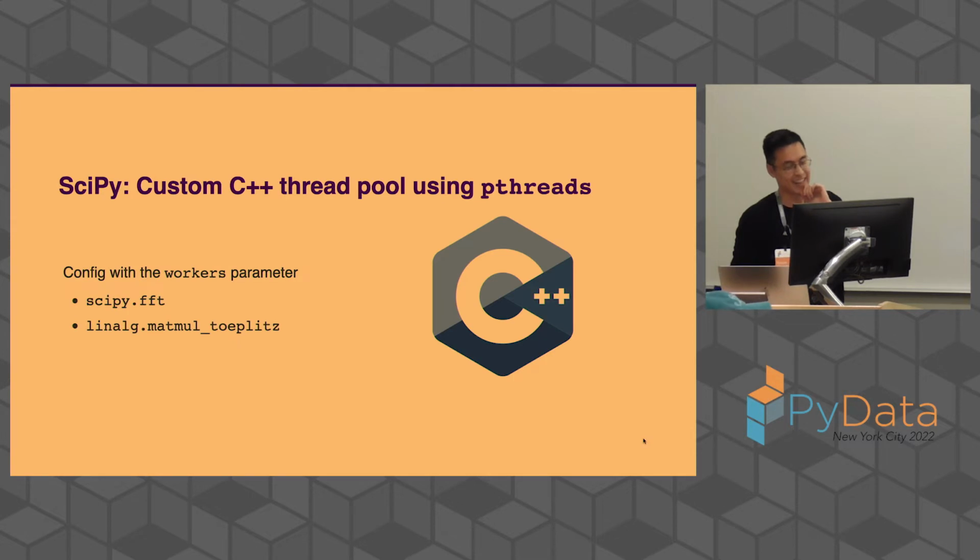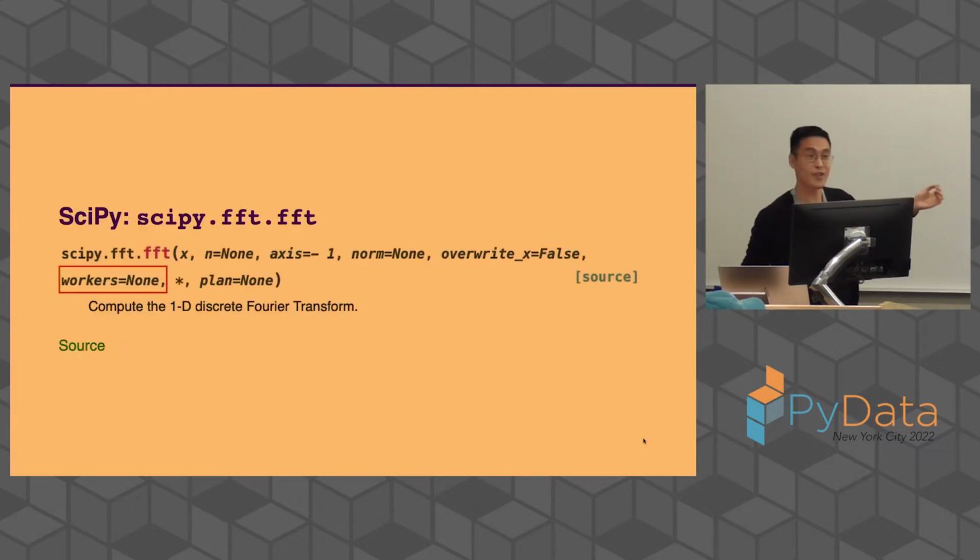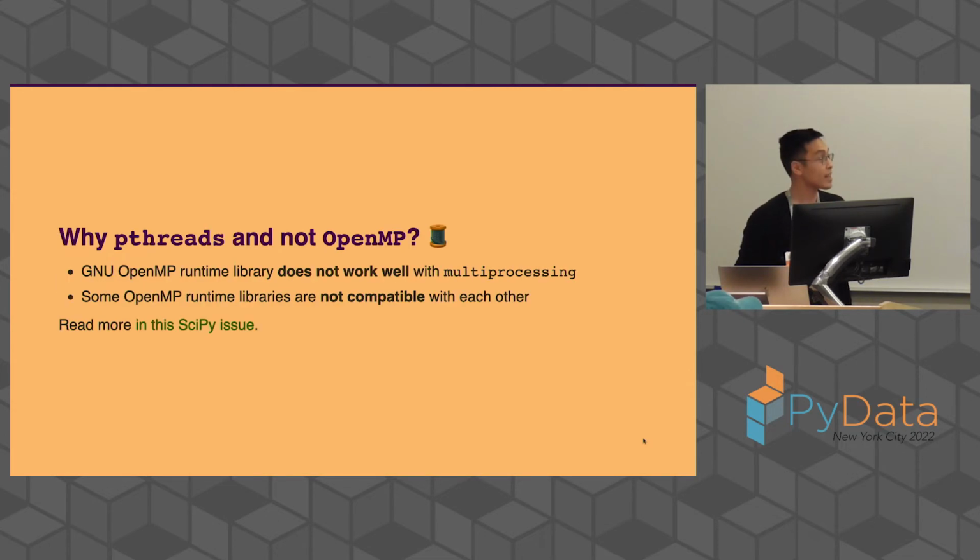Okay, SciPy also has C++ using thread pools with its own custom pthreads, and this is very focused on its FFT module. It's configured using workers, just like everything else. This is written in C++, so it can use native threads for parallelization. So one fun question to ask here is, why is it using pthreads and not another threading library like OpenMP?